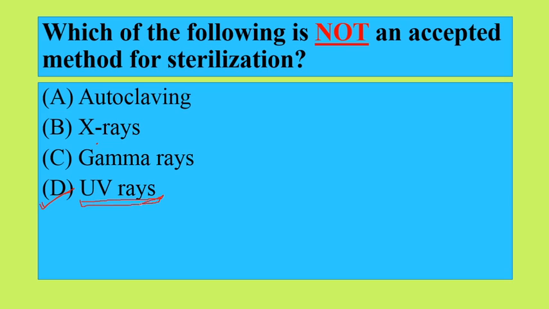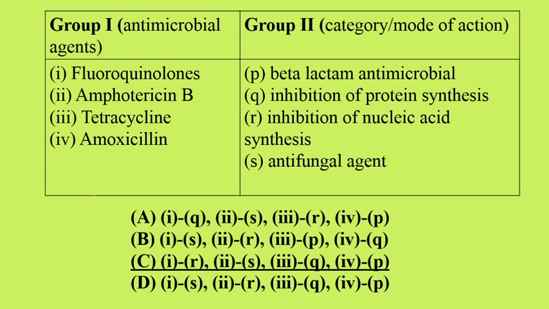They damage the DNA and RNA of the organism. That is why UV rays are not used. Now we have the match of the following again, in which we have antimicrobial agents and the category or mode of action. So we have to match them. Fluoroquinolones have the mode of action which is inhibition of nucleic acid synthesis. Okay, they inhibit nucleic acid synthesis.